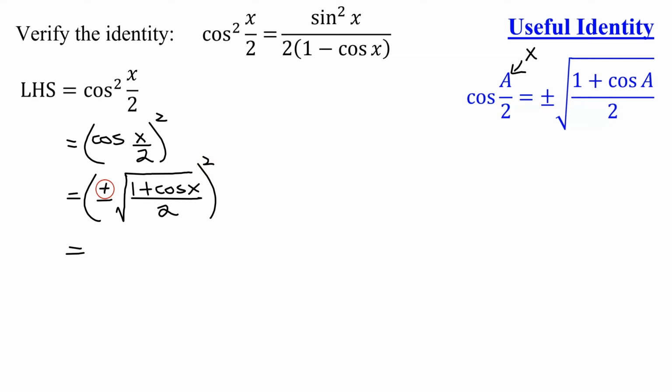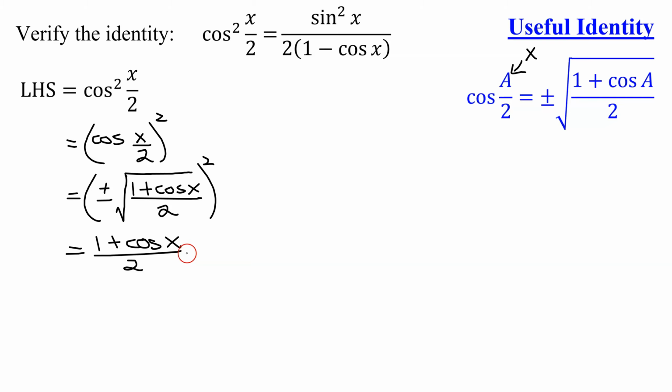Well, when I square a positive or square a negative, you get a positive. The square is going to undo this square root, and you're going to get 1 plus cosine x, all divided by 2. I've simplified the left-hand side, but now I'm kind of stuck. There's no obvious next step to make.